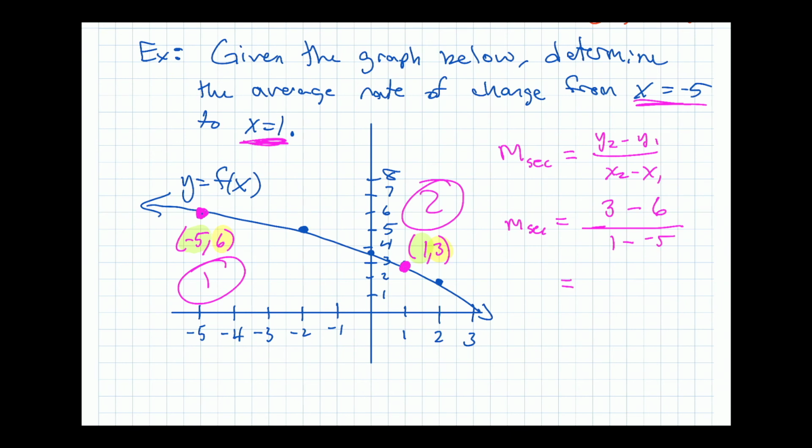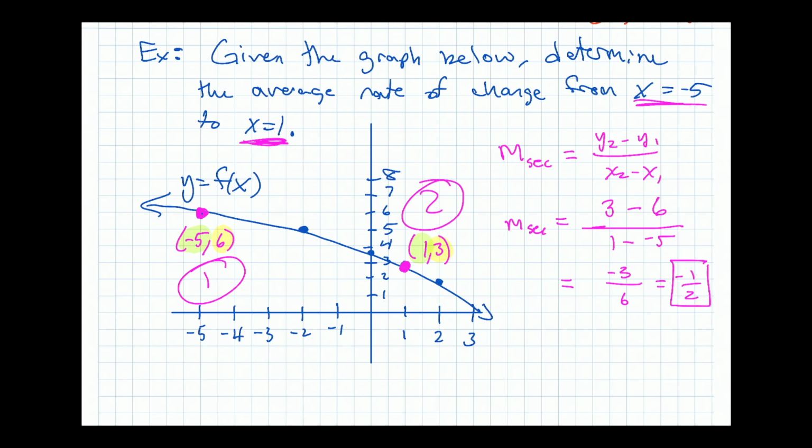So you get 3 minus 6 on top, which is -3. And on the bottom, you get 1 minus -5, which is +6. So overall, we've got -1/2. Okay? So we've got an answer. So we're done with the problem.